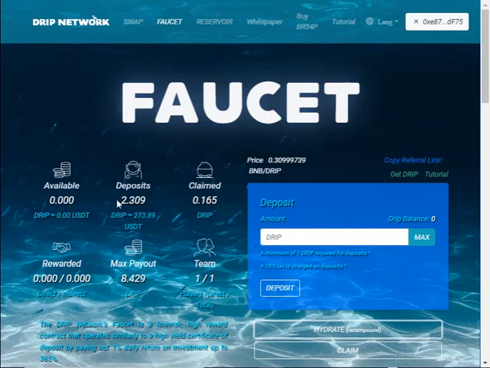There it goes. Now I'm up to 2.309 and $273. I've claimed 0.165. I have now made this max payout go up to 8.429.